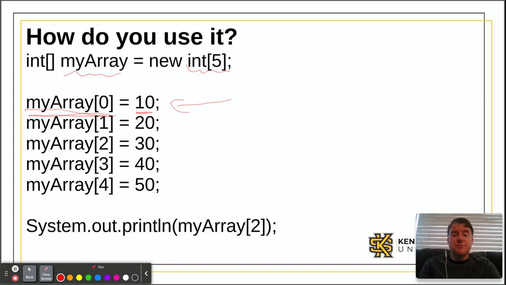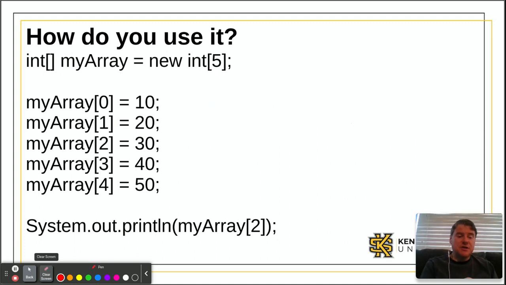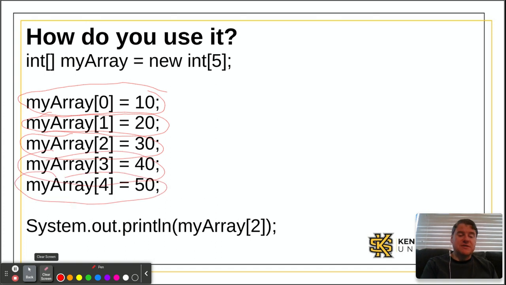It is not reasonable to say my array equals 20. That's not valid because my array is an array, and I can't assign 20 to an array that has 5 cells in it. You must always have the square brackets and a cell number that you want to actually put something into. Okay, so that's what's happening in all 5 of these statements. I'm putting the number 10 into cell 0, I'm putting the number 20 into cell 1, and so on, 30 into cell 2, 40 into cell 3, and 50 into cell 4.